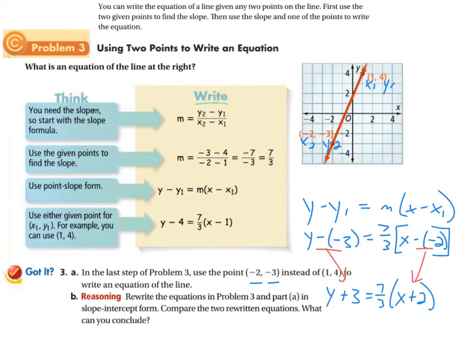Okay? Now, are these equations for the same line? Well, I'm going to take this, and I'm going to write it on the next page. This equation here and this equation that we just came up with, and we're going to convert them into slope-intercept form. And we'll examine the results in just a second.